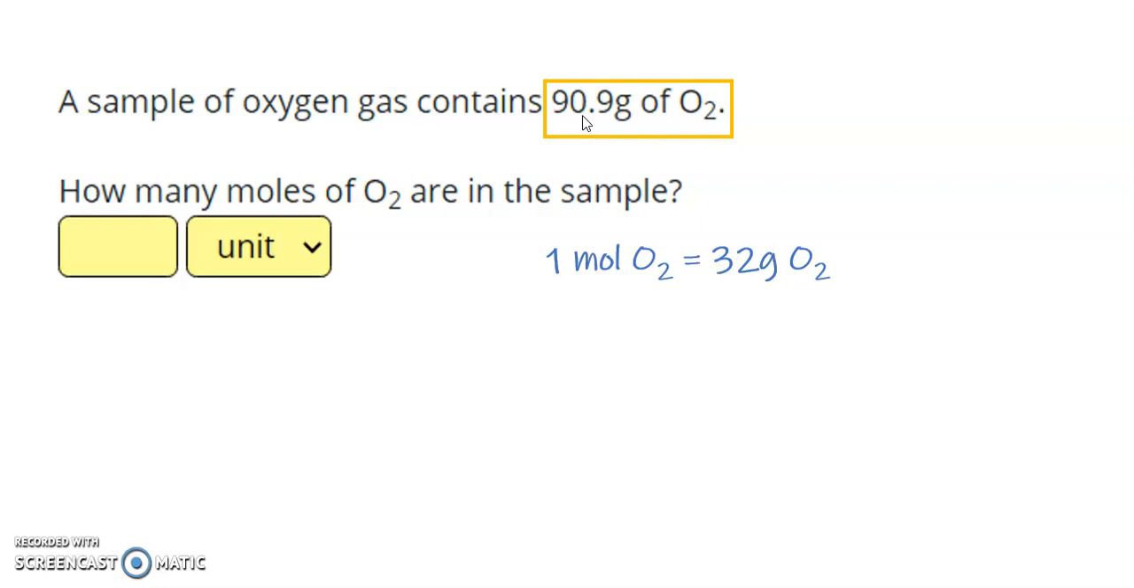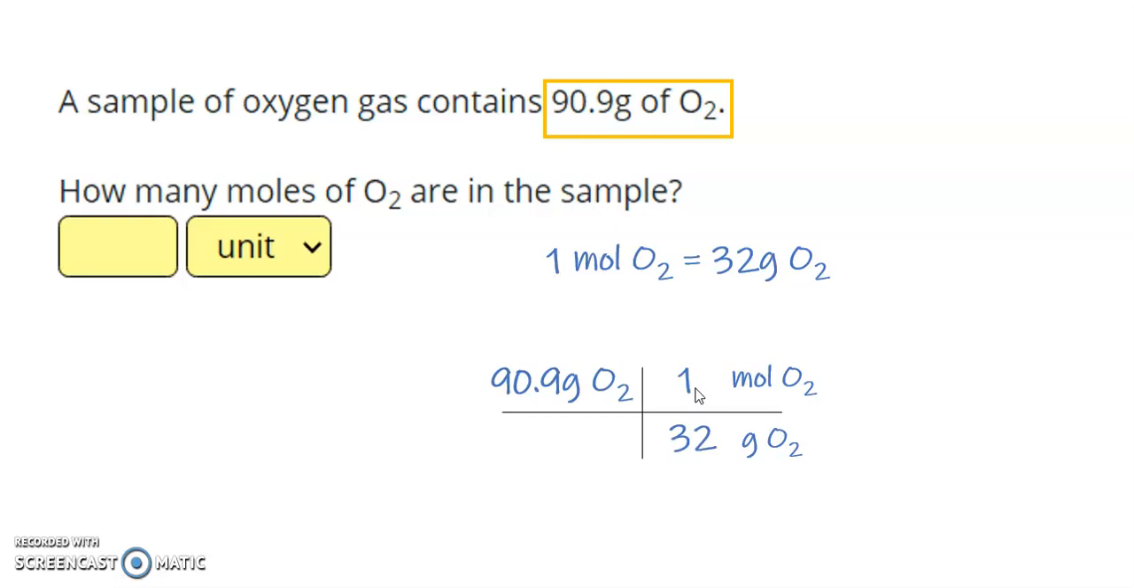So we're going to take our given 90.9 grams, and we're going to set it up in this conversion here. 90.9 grams of O2 goes in this part. I'm going to take my unit and drag it down. I include the unit and the substance. I'm trying to get to moles. I know how many moles O2 are in a gram O2, so that can go right here. Once I've got my unit set up, I can plug in numbers.